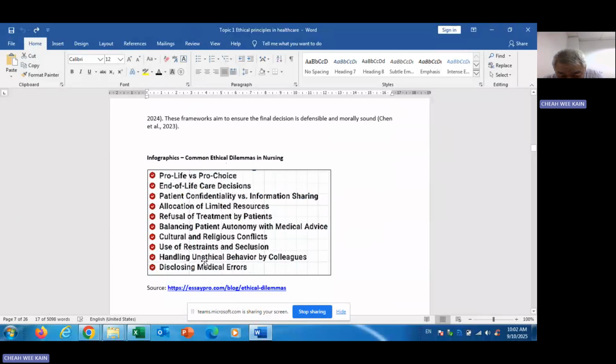Use of restraint situations, handling unethical behavior by a colleague. What happens if you see your colleague doing unethical practices or behavior? What should you do? Disclosing medical errors.